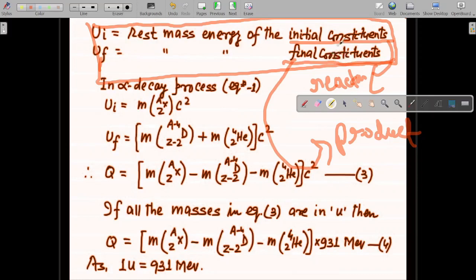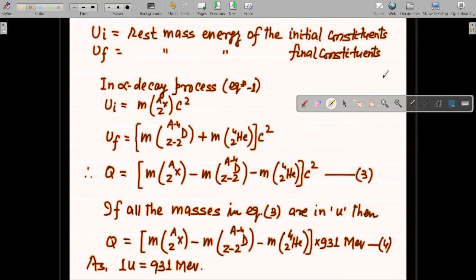So, the rest mass energy of initial constituents and the rest mass energy of final constituents. Initial constituents are the ones on the left hand side of the reaction, and final constituents are on the right hand side of the reaction. This is the meaning of Ui and Uf: Ui is the rest mass energy of initial constituents, and Uf is the rest mass energy of final constituents.